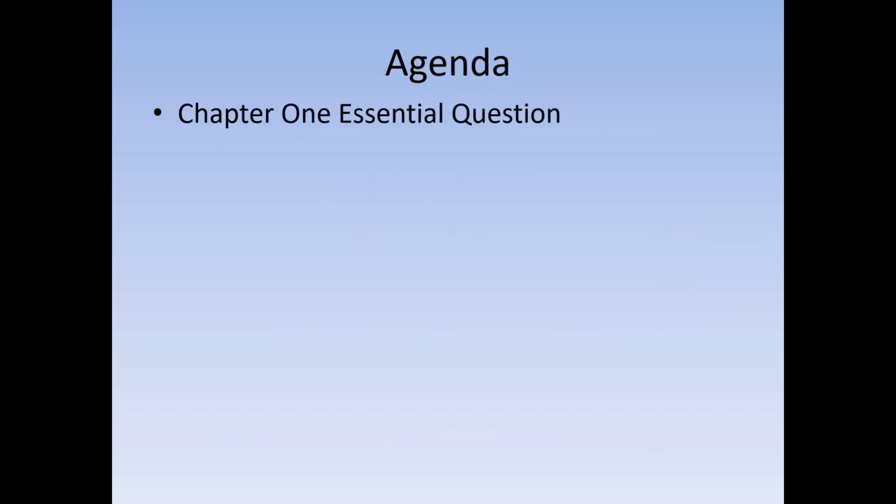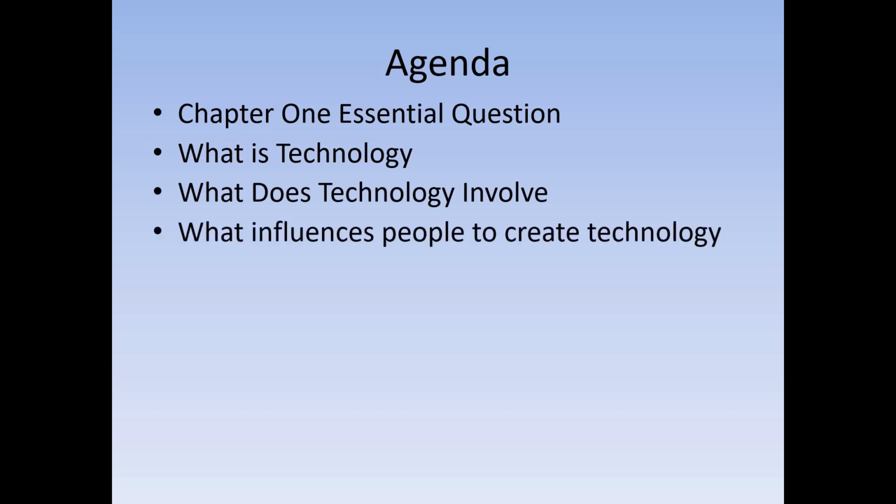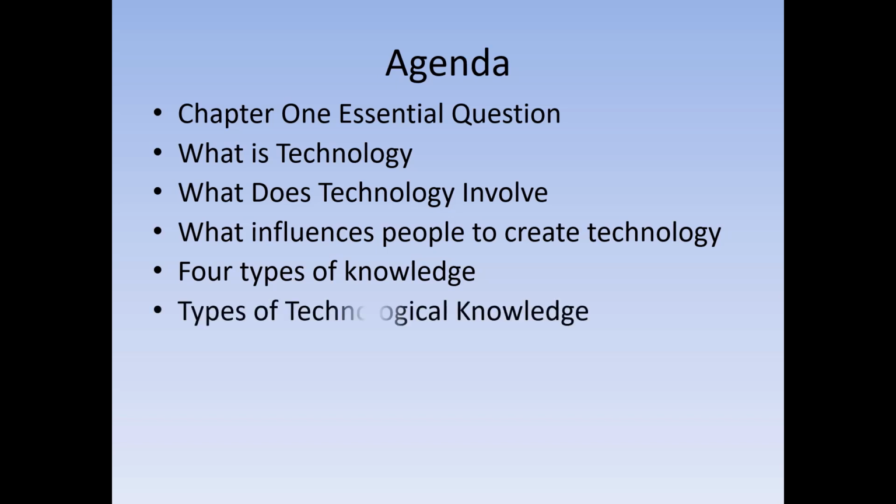So our agenda, we're going to cover the chapter 1 essential question. We're going to dive into what is technology, what does technology involve, what influences us as a people to create technology, the 4 types of knowledge, types of technological knowledge, systems, the design process, and the project. Because obviously with anything that we do, there's going to be some type of build or some type of project that furthers our understanding of the topics.